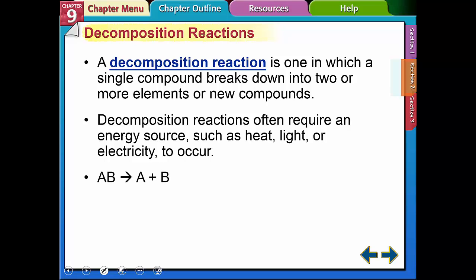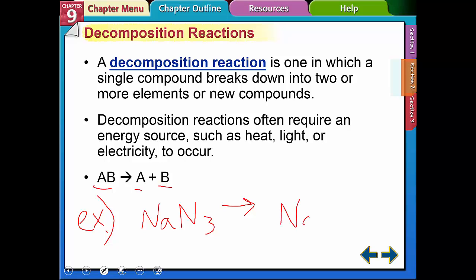Okay, so the general form, you have one thing, AB, a compound, breaking apart into two or more new elements or compounds. Okay, so an example of that is NaN3 will break down into its constituent, or two different elements. So it will break down into sodium and nitrogen gas.